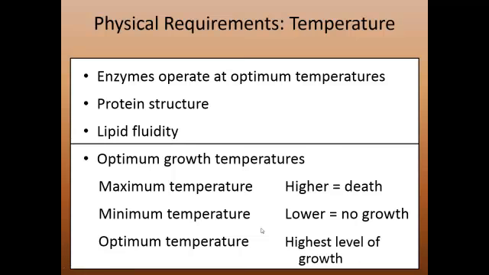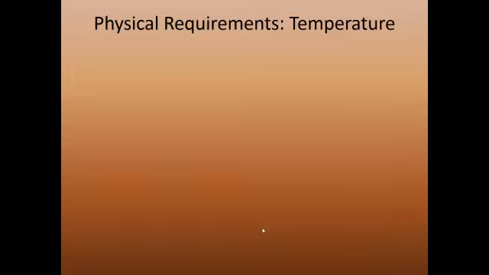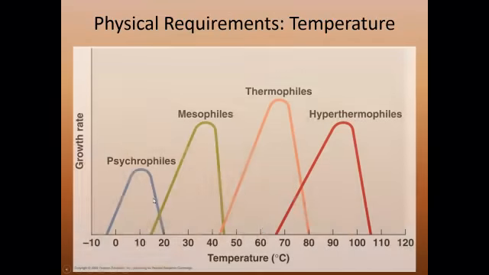In other words, where is the bacterium happiest? Where are they most comfortable, if we can apply human concepts to bacteria? Within this, we have come up with terms for different organisms based on their optimum temperatures and their temperature ranges. Let's start with the psychrophiles. These are organisms that are happiest, that grow best at lower temperatures.